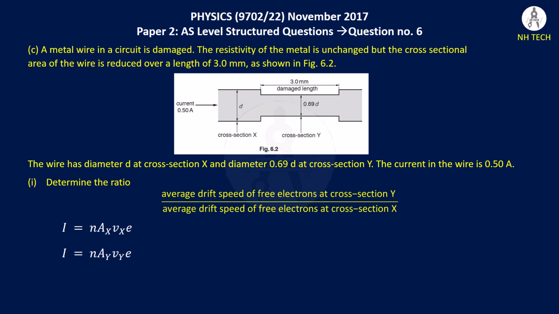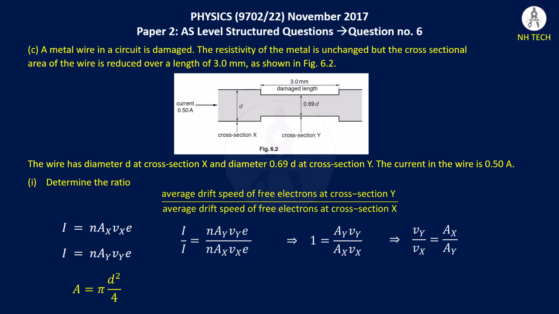Consider the formula for current for each part X and Y. Cancel the similar terms. Rearrange the formula. Substitute the formula of area to have the relationship in terms of diameter. Substitute the values in the formula. Calculate using a calculator. The result is 2.1.